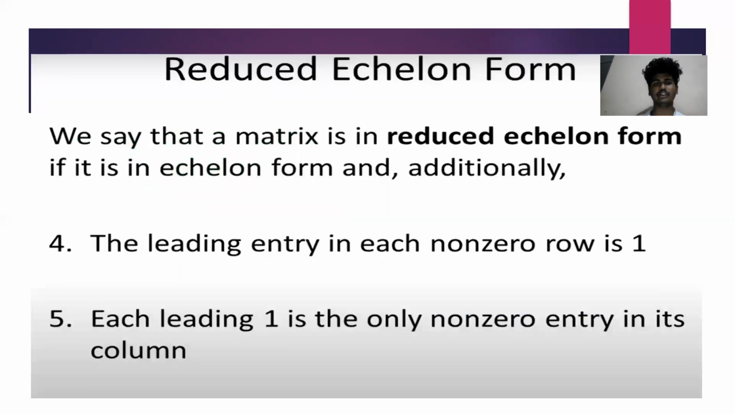And the next is reduced echelon form. We say that a matrix is in reduced echelon form if it is in echelon form, and additionally the fourth point, the leading entry in each non-zero row is 1, and the fifth one is each leading one is the only non-zero entry in its column.